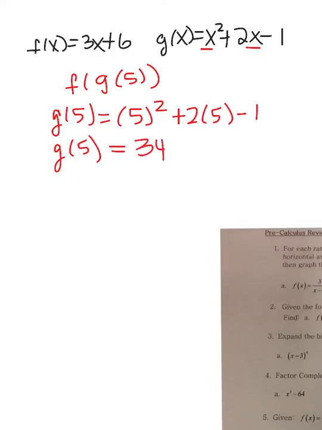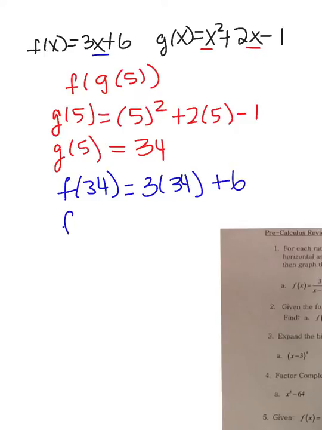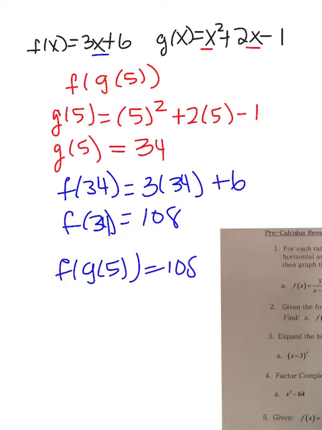So now I want to find f of 34. So I go to my f function. Wherever I see an x, I plug 34 in. So it's 3 times 34 plus 6. So we get f of 34 is equal to 108. So f of g of 5 is equal to 108. All right, so let's take a look at the next part.